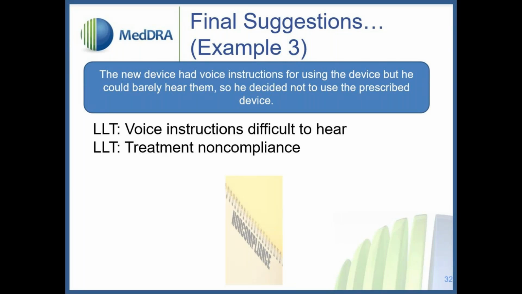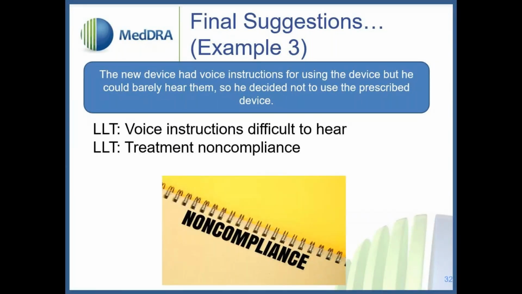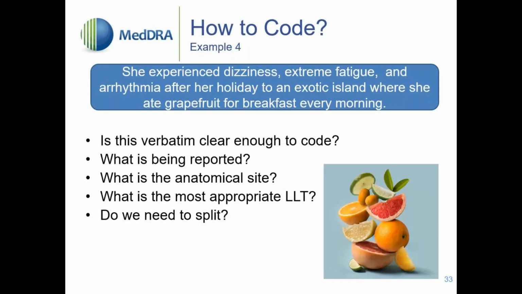Okay, thank you, Samina. Oh, I forgot to do your little graphic at the end, but there it is. All right, so we'll move on to example 4. She experienced dizziness, extreme fatigue, and arrhythmia after her holiday to an exotic island where she ate grapefruit juice for breakfast every morning. All right, so what do we have here? Is the verbatim clear? I'd say there's a couple clear things in there for sure. We have to break down what is being reported here.